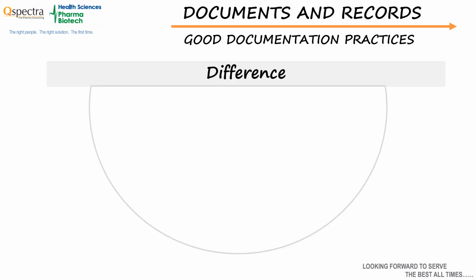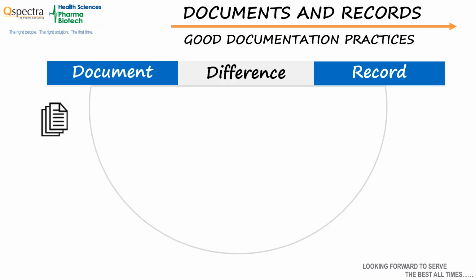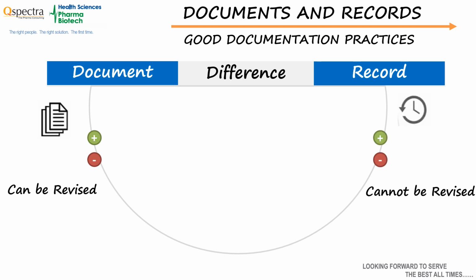Now let's see the difference between the documents and records. Documents, as discussed before, they are in written, printed and in electronic format. These documents are official records. Documents can be revised with the help of change control. Coming to records. Records, on the other hand, are the historical files, proof of existing, but they cannot be revised.